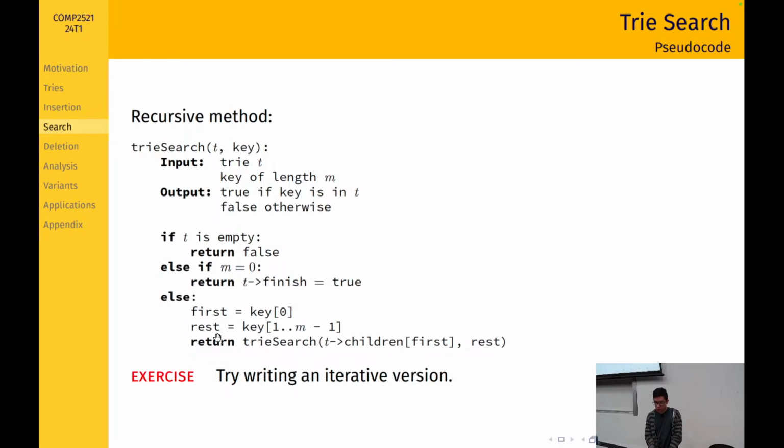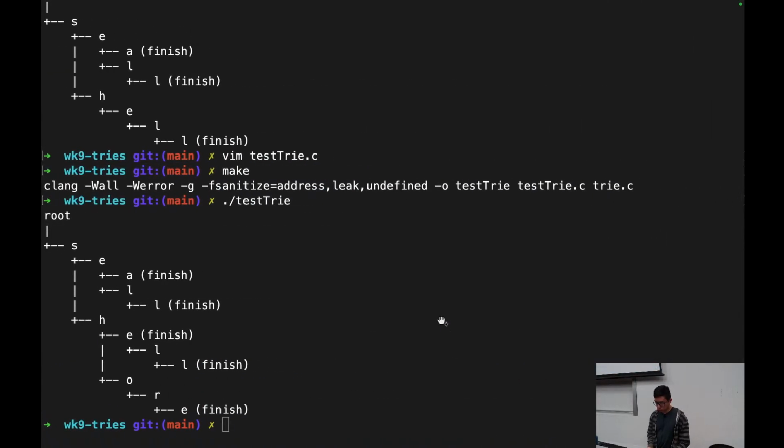And otherwise, that means we haven't reached the end of the key yet in our trie. So what we're going to do is, again, grab the first character of our key, grab the rest of our key, and then recursively search the child node corresponding to the first character in our key. Okay, so let's try and implement this.